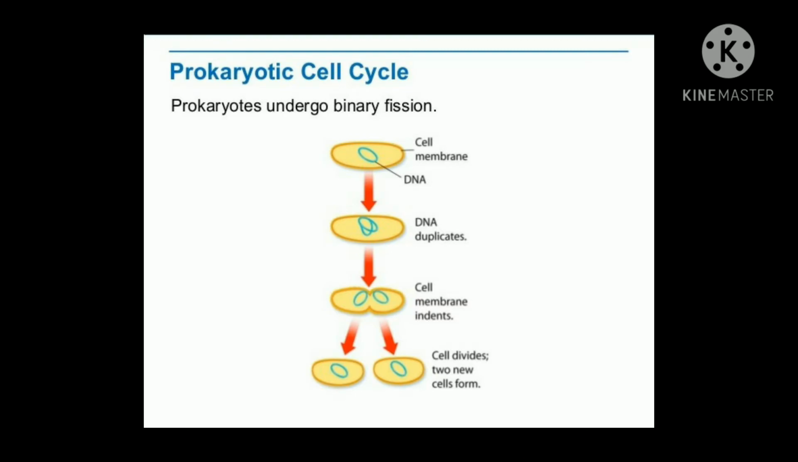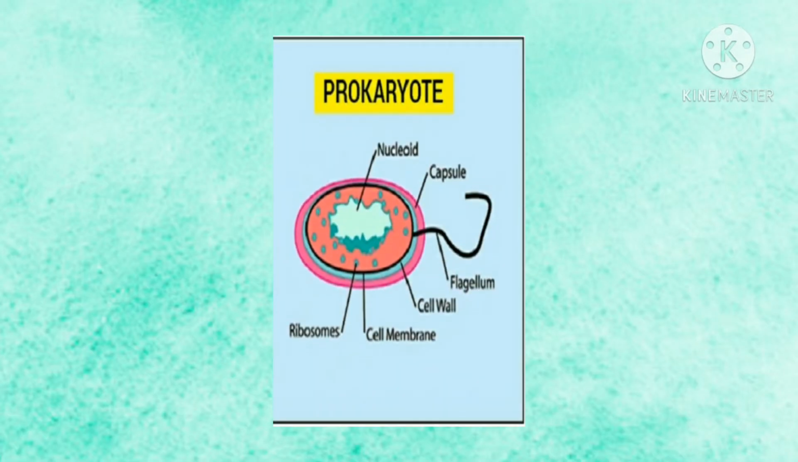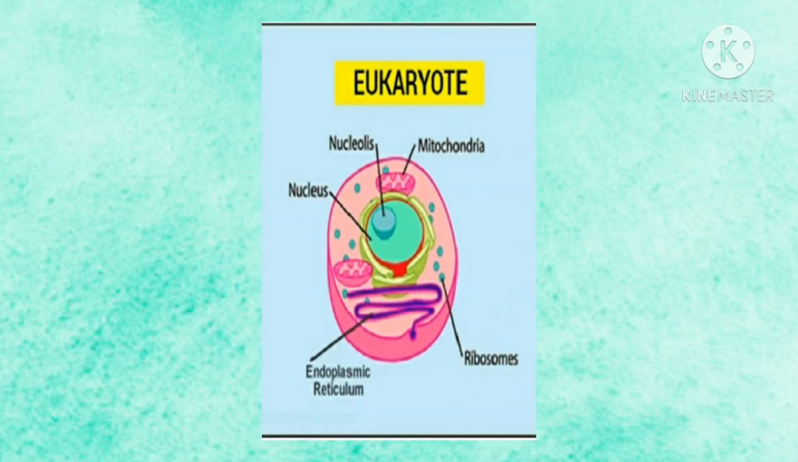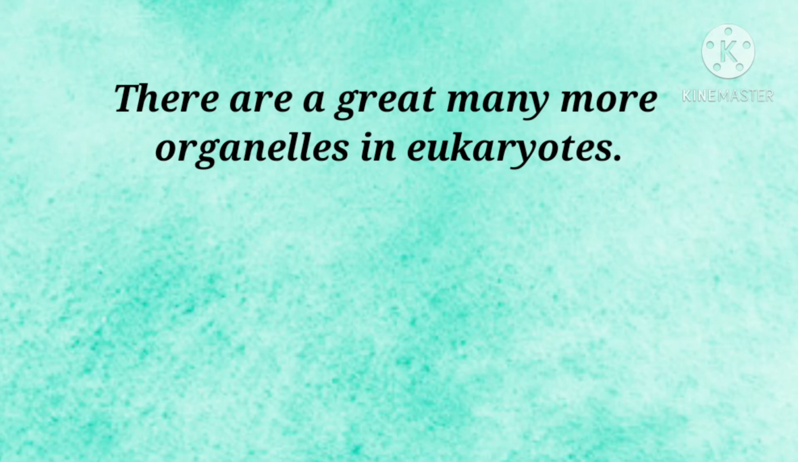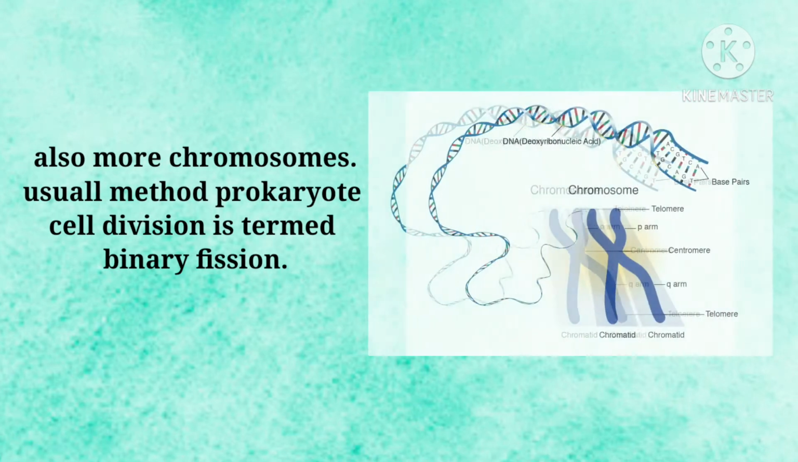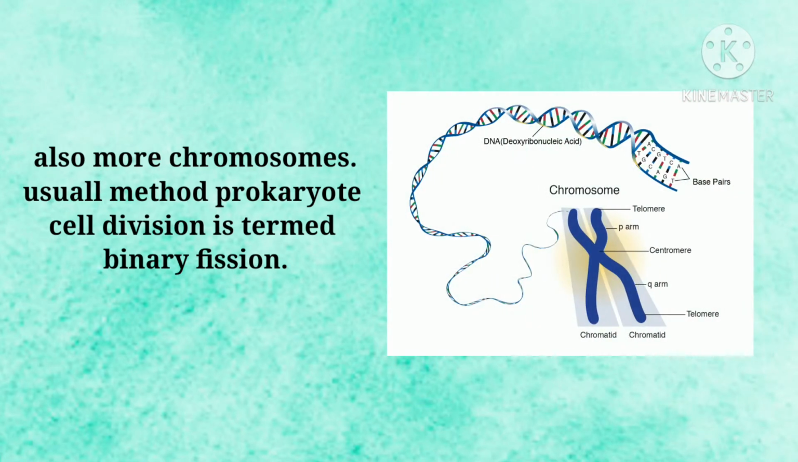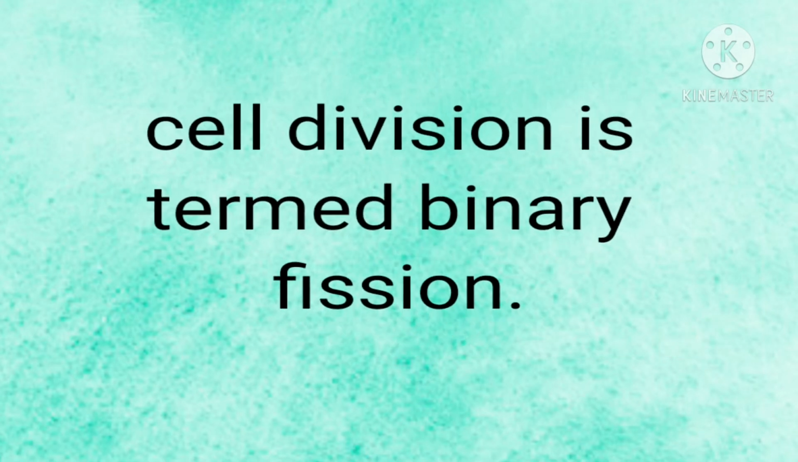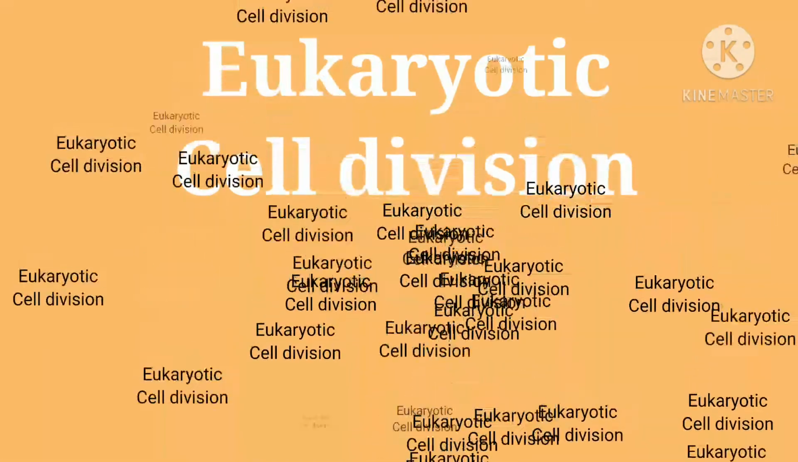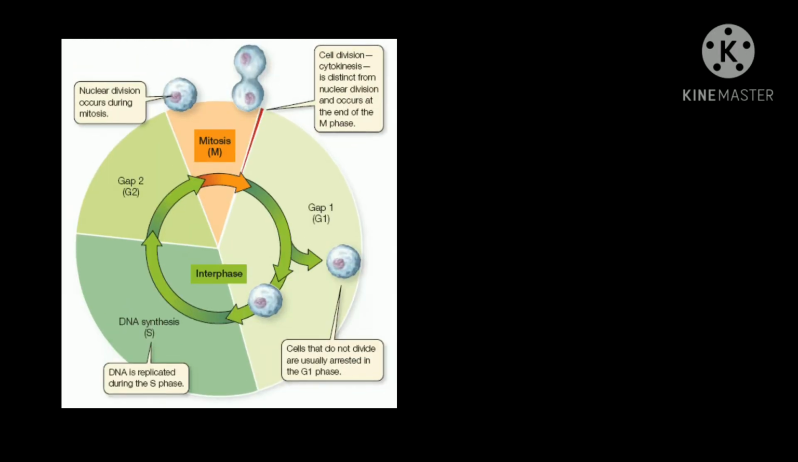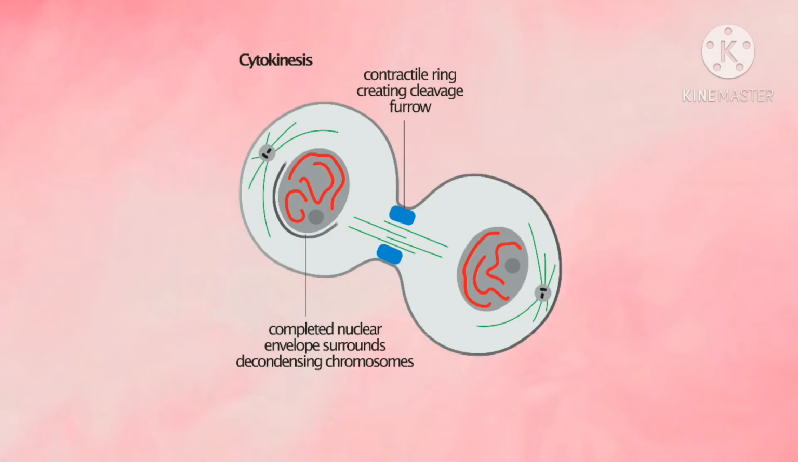Prokaryotic cell division. Prokaryotes are much simpler in their organization than eukaryotes. There are a great many more organelles in eukaryotes, and also more chromosomes. The usual method of prokaryote cell division is termed binary fission. Eukaryotic cell division is more complicated, although the same processes of replication, segregation, and cytokinesis still occur.